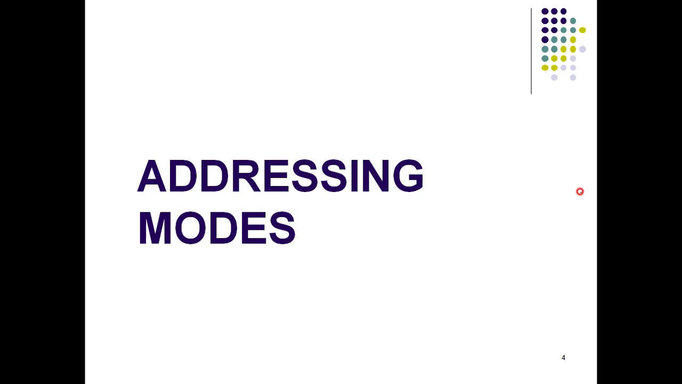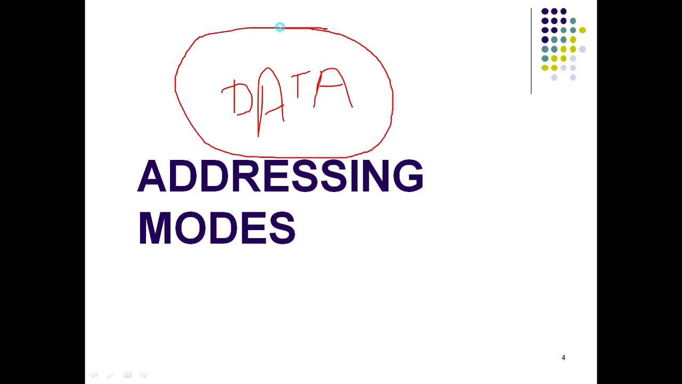Now, going ahead with the next thing, that is your addressing modes. Here in the addressing modes, what is the main use of this addressing mode? Why should you do this addressing modes? The main reason why we require addressing modes is because we need to send our data from one location to another location. So this is the major work which your addressing modes do.